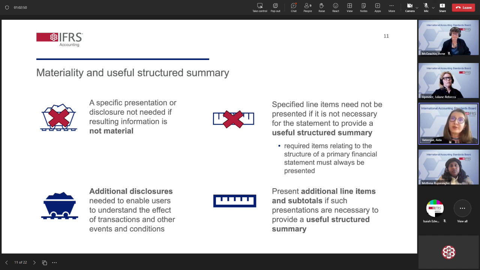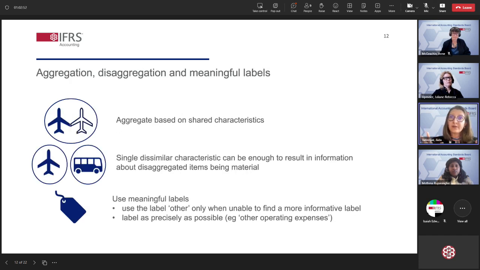But let's move on to the second part. So we have covered the first part of the proposals now, the roles of the primary financial statements and the notes, and let's move on to the grouping requirements for aggregation and disaggregation. And Juliana, if I can turn this to you and ask you to explain, how does IFRS 18 help companies decide how to group information in the financial statements, given that, as we know, all companies process large amounts of information about transactions and other events?